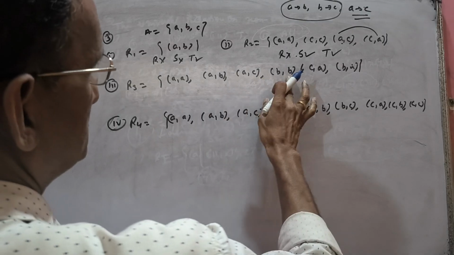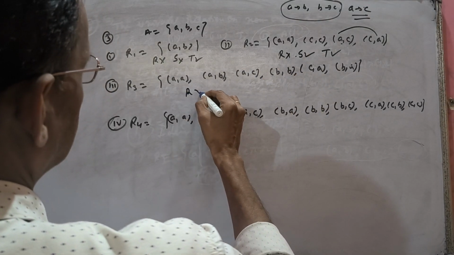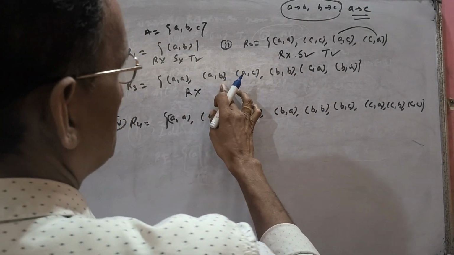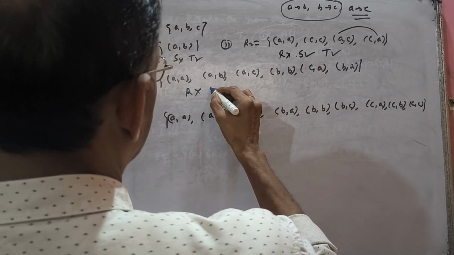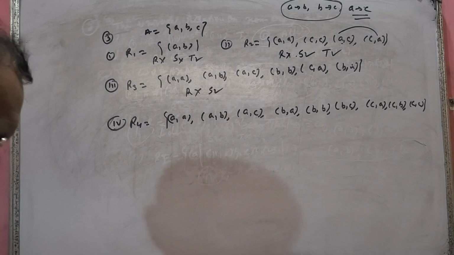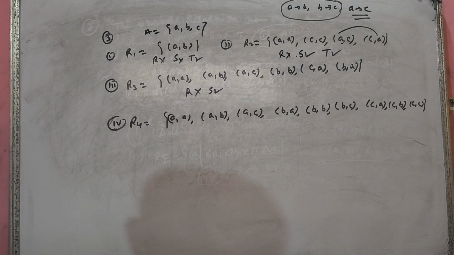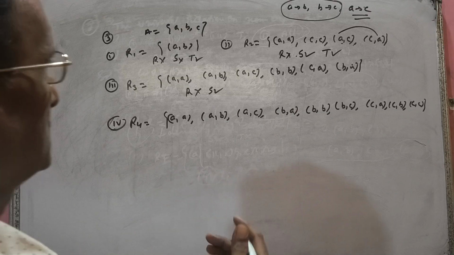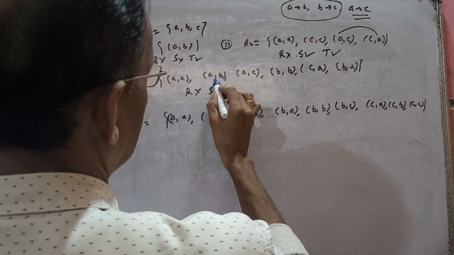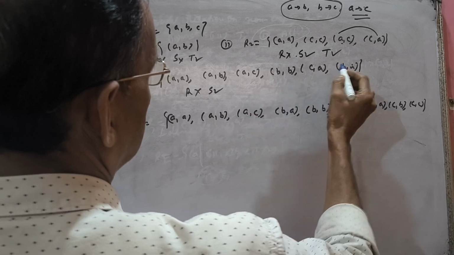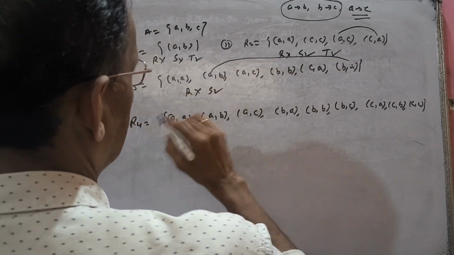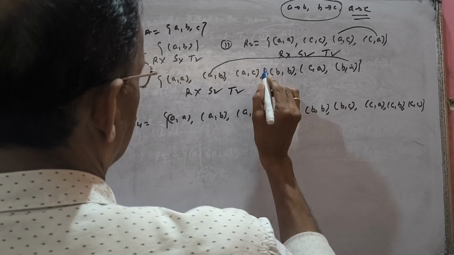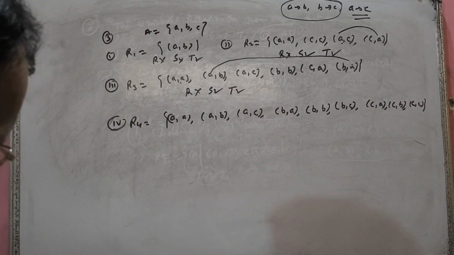Number 3, AA is there, BB is there, CC is not there, so not reflexive. AB is there, BA is there, AC is there, CA is there. We check that it is symmetric. Transitive: AB is there, BA is there, AA is there. That is transitive. Understood?